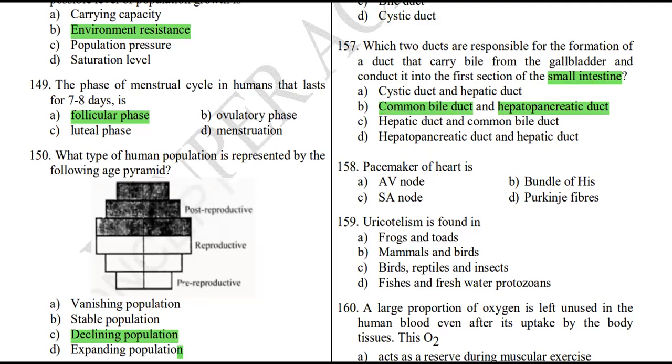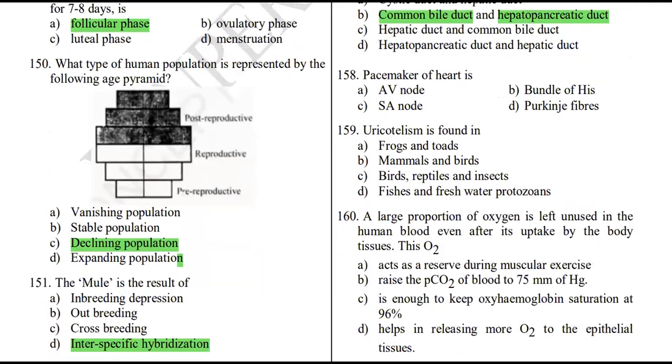Okay, the pacemaker of the heart. Conduction of the heart is carried out by the SA node, AV node, bundle of His, and Purkinje fibers, all these things. If there's a problem with the conduction, they will always introduce the SA node, which is the pacemaker.